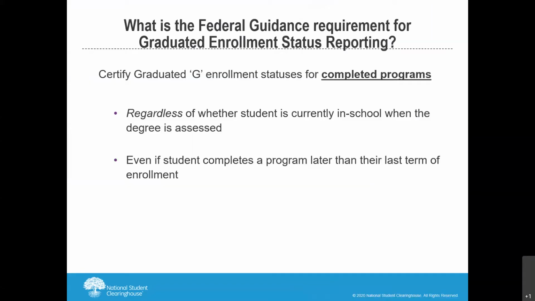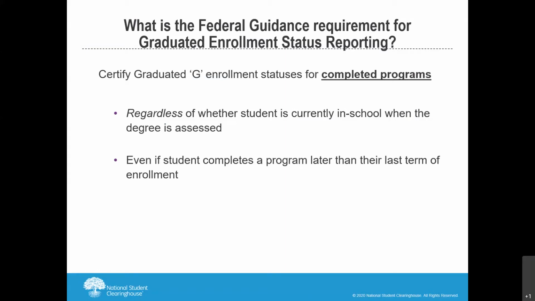So what is the federal guidance? What are the requirements for reporting graduated statuses? As simple as it sounds, when we get into actual live data and student behavior, and timing of degree audits for schools to actually assess degree awards, all of those different things definitely factor in to make this somewhat challenging at certain times or for certain situations.